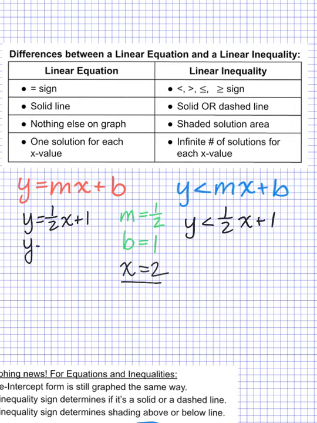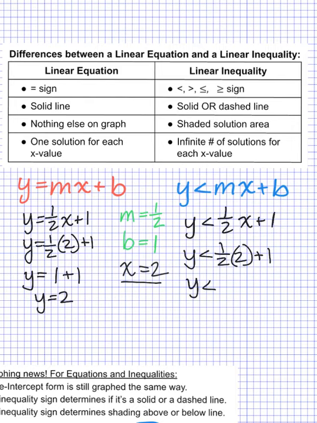So over here, y equals 1/2, and instead of x, I'm going to put 2, plus 1. And over here, y is less than 1/2, again I put the 2, plus 1. So y equals 1/2 times 2, well, 1/2 of 2 is just 1, plus 1, y equals 2. Over here, I have y is less than 1/2 of 2, which is still 1, 1 plus 1, still 2. So I have two different solutions here. I have y equals 2 where x equals 2.